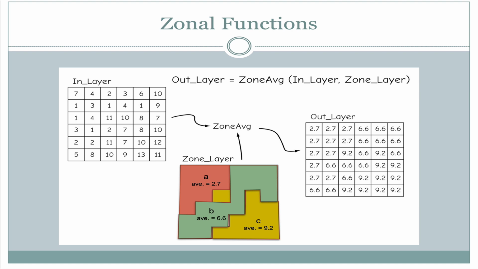And then we can see that if we take all those grid cells from the input layer, for example, in the orange area, A, and we average those, we're going to get a value of 2.7. That value is what's put into the output layer in all of the grid cells that are covered by the area, the zone A, from the zonal layer. In the same way, in zone B, the average is 6.6, and in zone C, which includes that one isolated grid cell, otherwise surrounded by zones A and B, the average is 9.2. So those are all of the values assigned to the output layer.